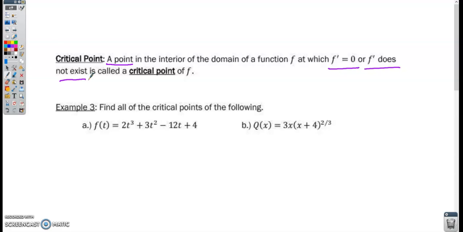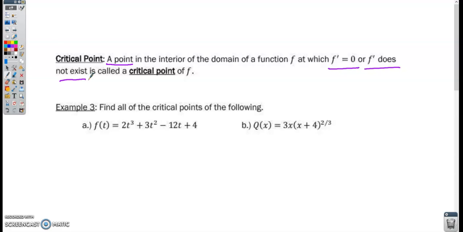Now it's possible for us to have places where the derivative is equal to 0 or undefined, but the function doesn't exist. So a key part of being a critical point is that there actually has to be a point on the function there. And you'll see somewhere you have to weed those out, not necessarily in this example, but as we progress through the course. So let's go ahead and look at example 3.